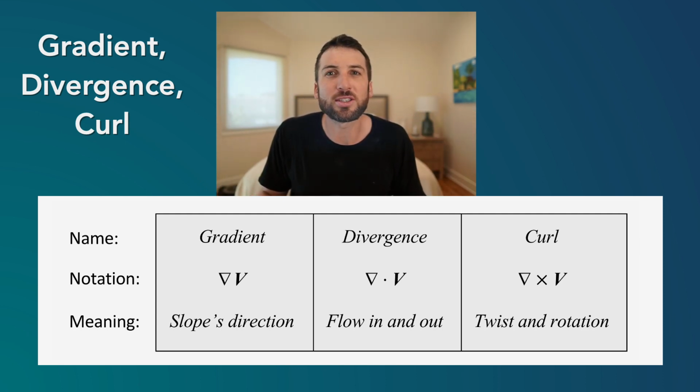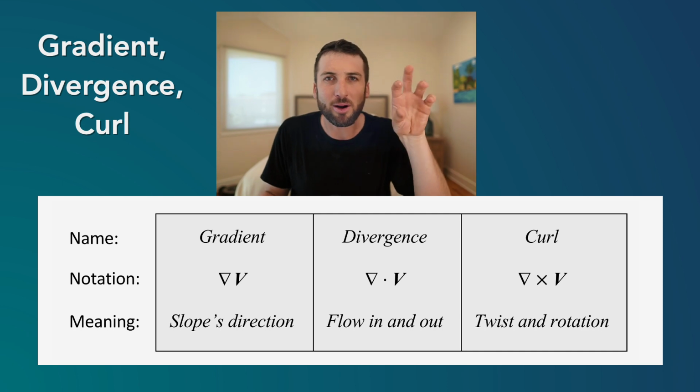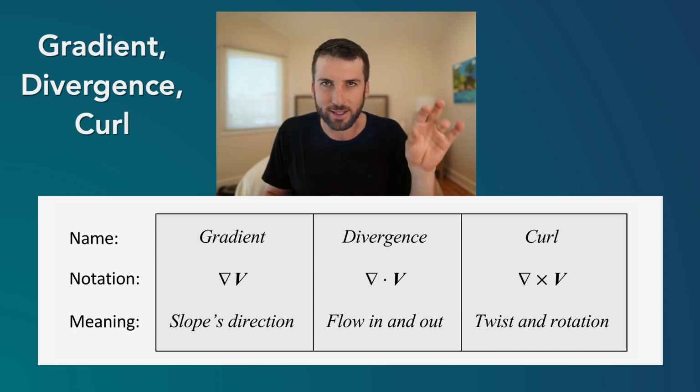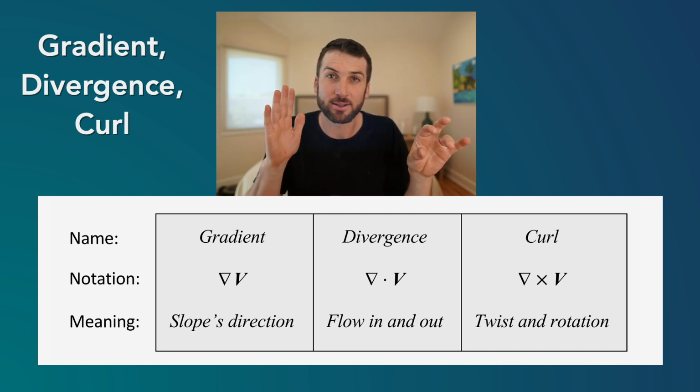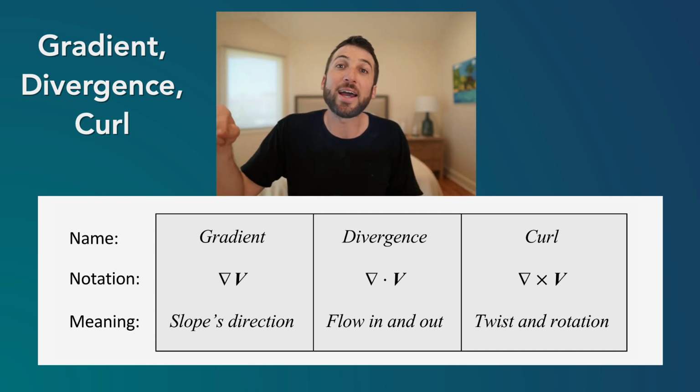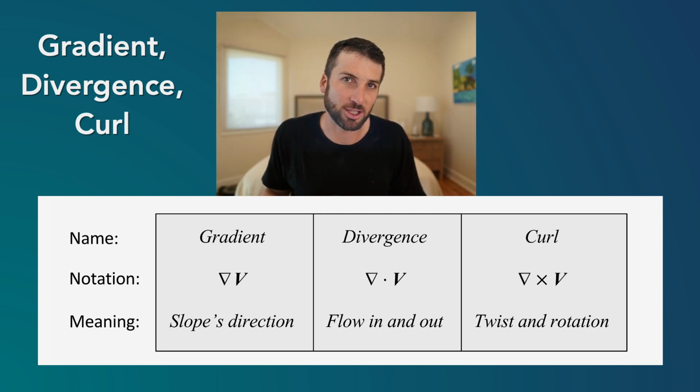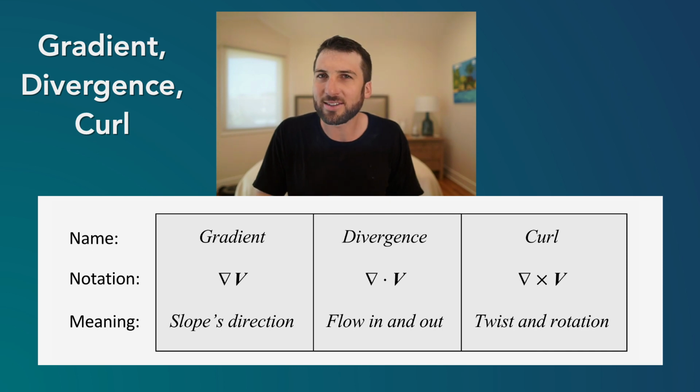Now the curl uses something called the cross product. It uses all the partial derivatives in the del operator for x, y, and z, cross product the vector field, and that describes the amount of twist, the amount of rotation. So we can see how this interacts in the next slide.